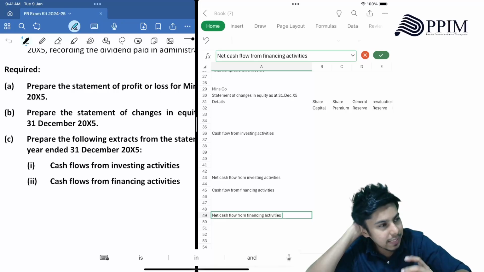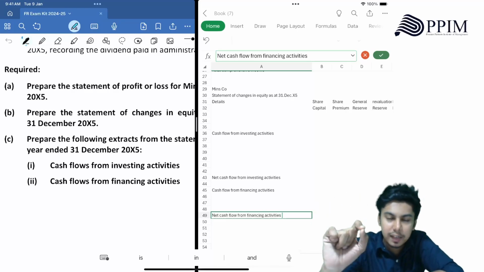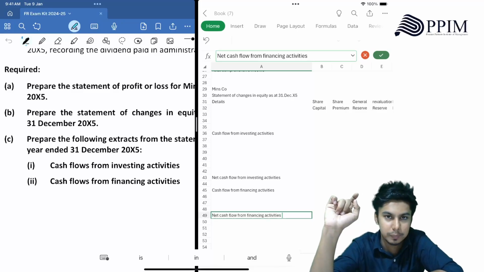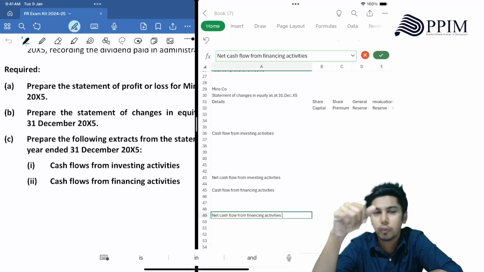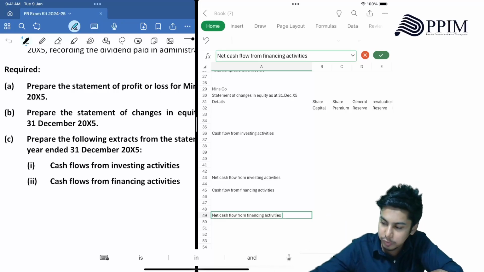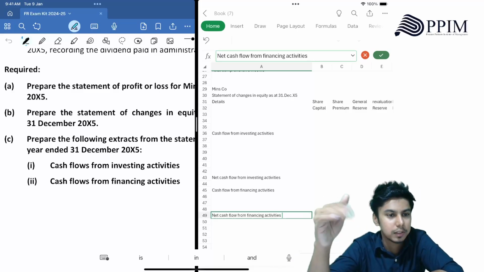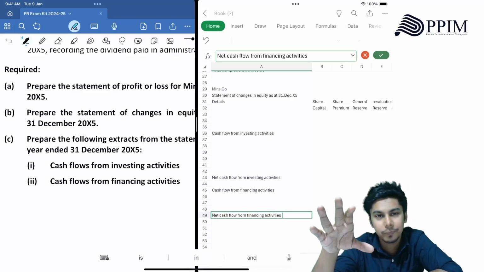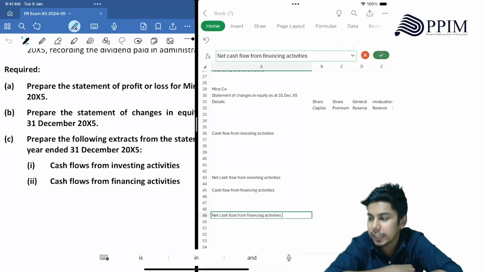My personal advice will be this: first you focus on the profit and loss account and the SOCE. First finish that off completely. After that, you put your focus on the cash flow statement. If not, when we do both at the same time, it might be a little confusing. So do the P&L, do the SOCE, finish it off. After the question is completely ended, then you can start your cash flow investing and financing activities.